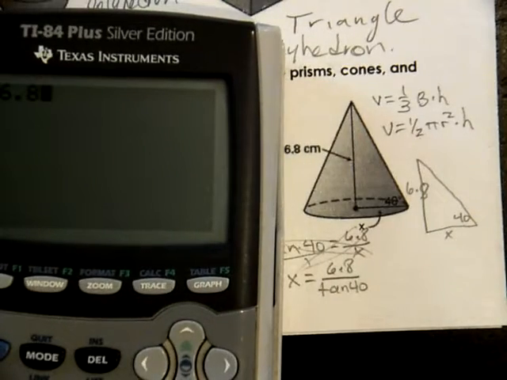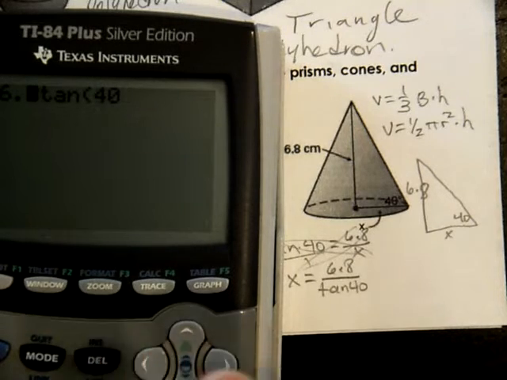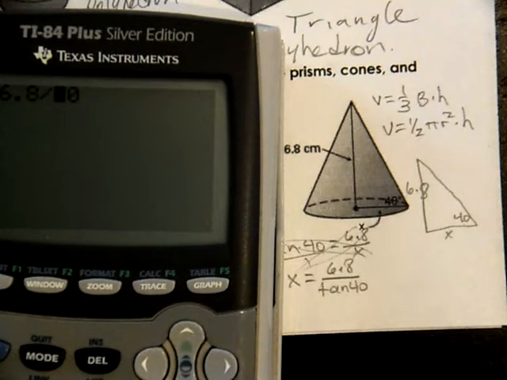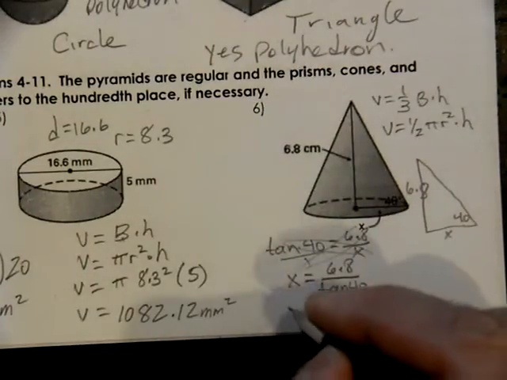So we're going to take 6.8 and divide by tangent of 40. That gives us that radius length of 8.10.